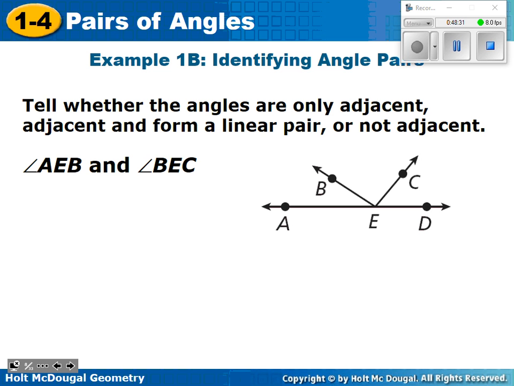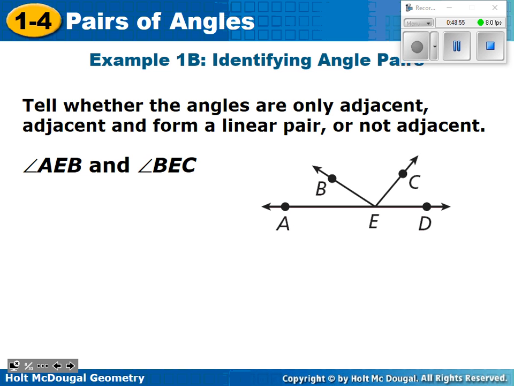If it helps you, redraw them. You're looking at AEB and BEC. Hands up if you think they are only adjacent. Okay, hands down. Hands up if you think they're adjacent and they form a linear pair. Hands down. Hands up if you think they're not adjacent at all. Okay, we've still got a few people that disagreed.